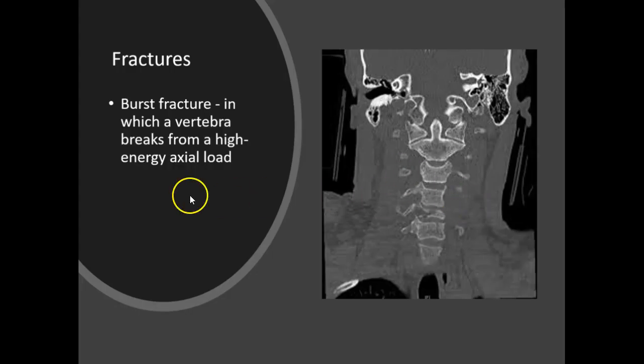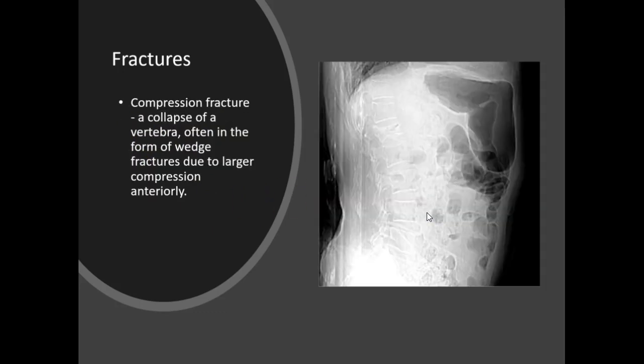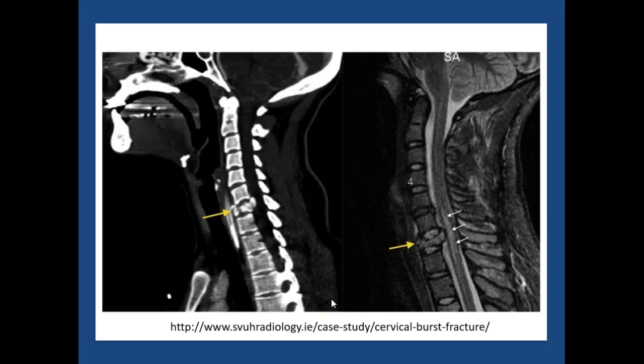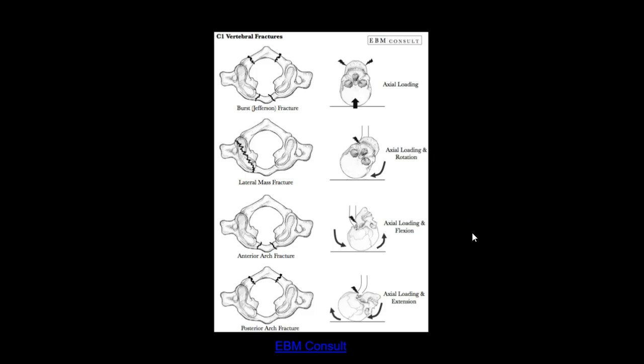And burst fracture, in which the vertebra breaks from high energy axial load. So something hits someone on the top of the head, and you can see it just completely crush that vertebral body. So compression fracture coming down right here. Right there. And you can see that the spinal cord is affected in this. So the different fractures, so you can understand how they happen.